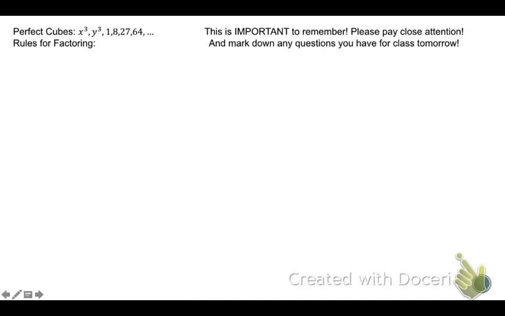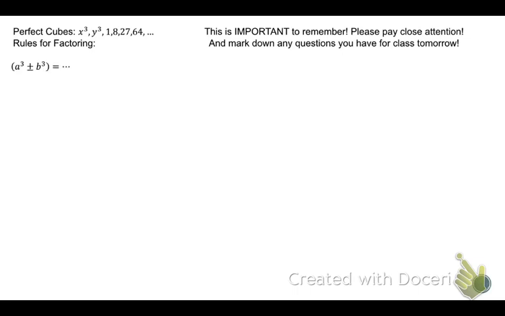Let's talk about these perfect cubes real quick. So 1, 8, 27, 64. That's the same as the squares. So 1 cubed is 1. 2 cubed is 8. 3 cubed is 27. 4 cubed is 64. That's where those come from, okay?